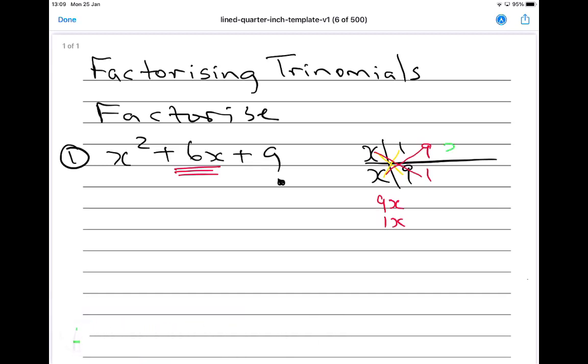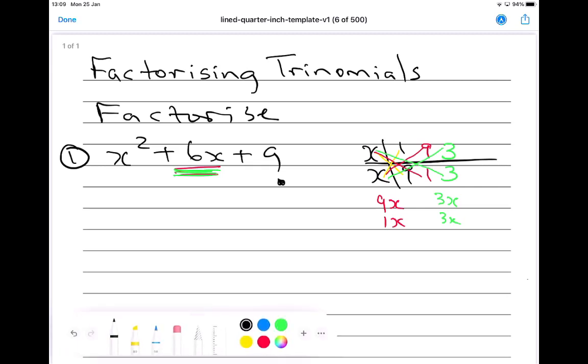And that is correct. You will obviously use 3 and 3. Now, if you cross multiply like this, you get 3x. And if you cross multiply like that, you also get 3x. So this is giving us 3x and 3x. Do you think 3x and 3x are close to 6x? Can they give us 6x? Yes, those can. So that means that is the correct combination.